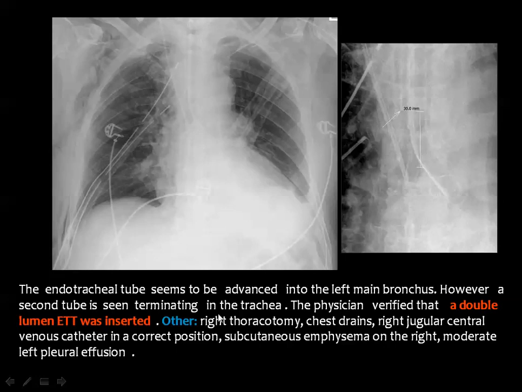And this is an example of a double lumen endotracheal tube. If you look here, you can see that the endotracheal tube is passing to the left main stem bronchus, but both lungs are adequately aerated. These are surgical drains. Then if you look in this magnified image, you can see that this is a double lumen endotracheal tube. One of the lumens is in the trachea and the other is selectively in the left main bronchus.